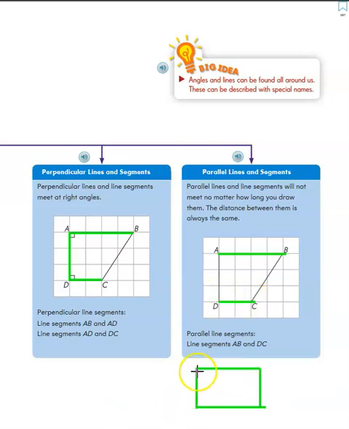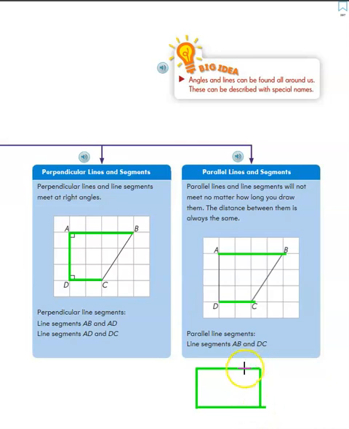Okay guys, so I drew us a rectangle so we can take a look at it and we can see that the rectangle is made up of 4 right angles. So we have a right angle here, here, here, and here. So that means that the line segments in a rectangle are perpendicular because they meet at right angles. Now looking at this rectangle, we can see that the opposite sides are also parallel.